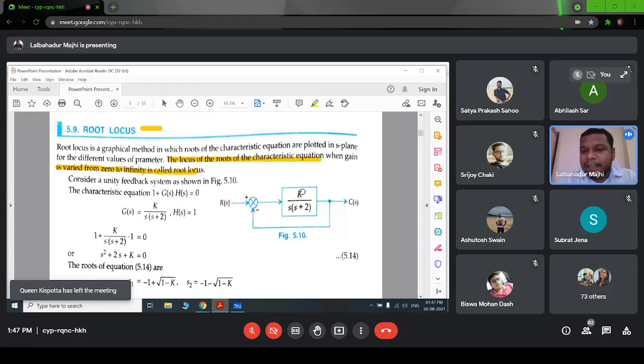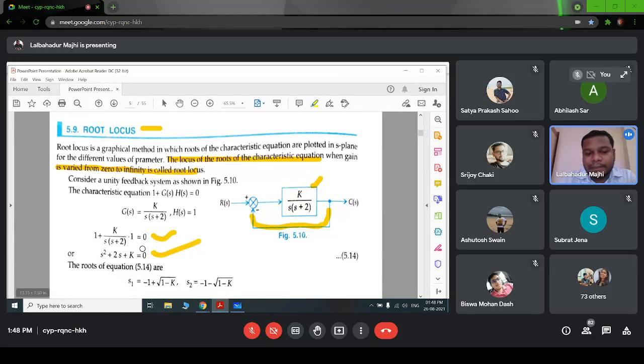We will vary the gain k from 0 to infinity, and we will see the change in the location of the roots of this characteristic equation. For that we have to find the characteristic equation first. Okay. So this is our G, and this is the H. H is 1 here. So the characteristic equation is 1 plus G(s)H(s) equals 0. So we will get s square plus 2s plus k equals 0. So this is now our characteristic equation.